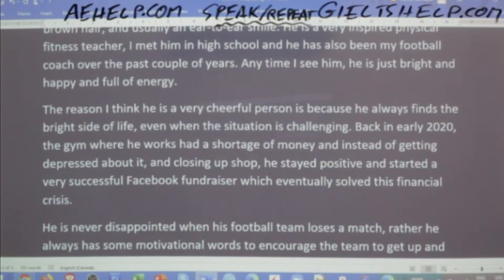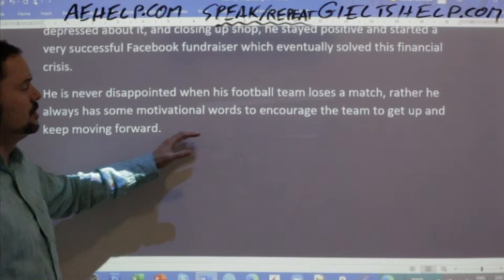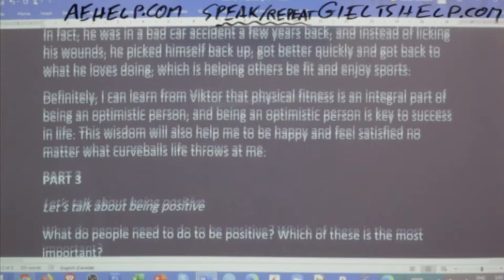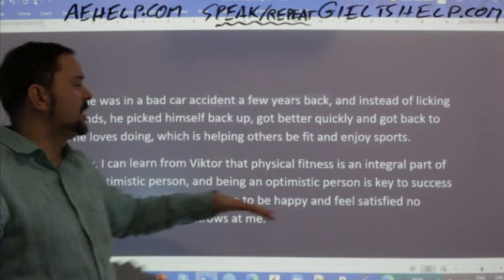He is never disappointed when his football team loses a match. Rather, he always has some motivational words to encourage the team to get up and keep moving forward. In fact, he was in a bad car accident a few years back, and instead of licking his wounds, he picked himself back up, got better quickly, and got back to what he loves doing, which is helping others be fit and enjoy sports.